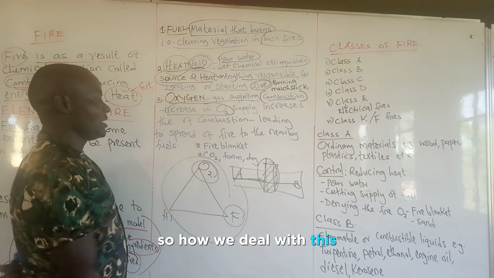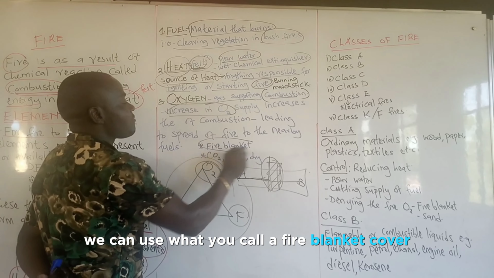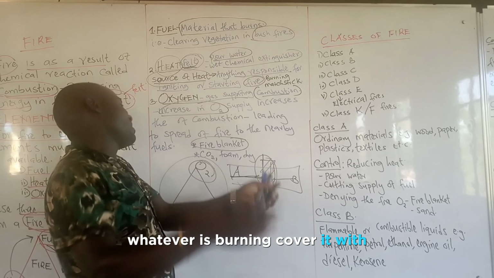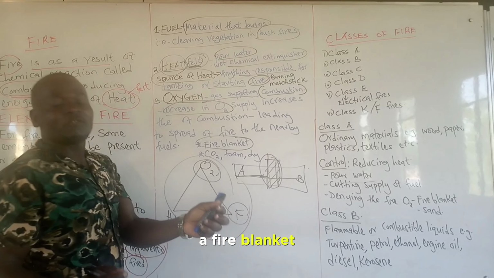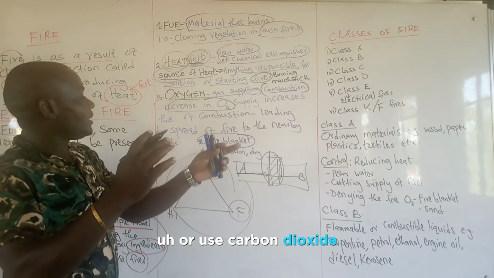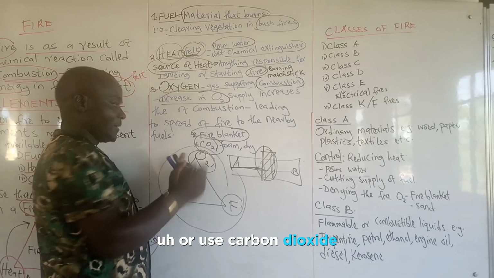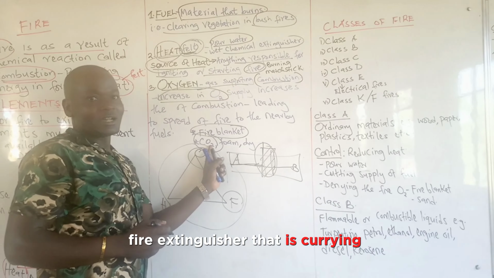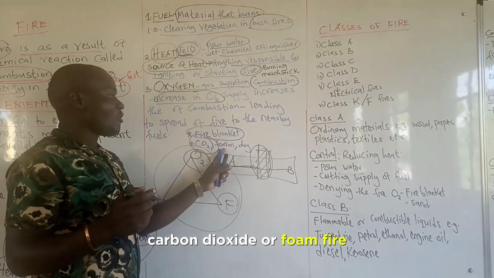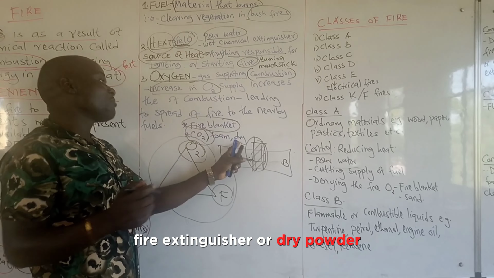So how do we deal with this? We can use what we call a fire blanket. Cover whatever it's burning with the fire blanket. Or use a carbon dioxide fire extinguisher, or a foam fire extinguisher, or dry powder.